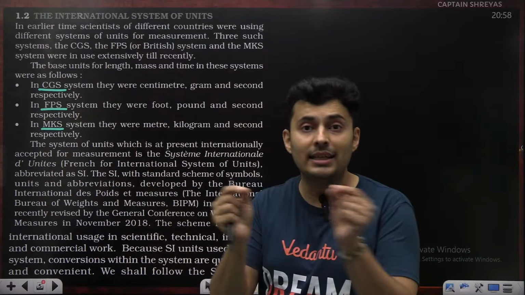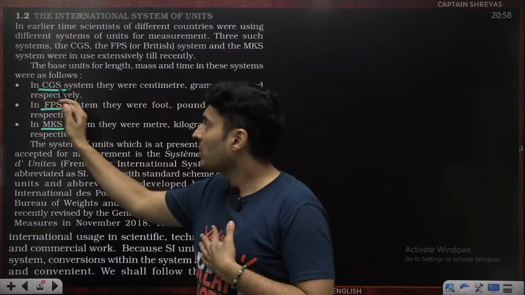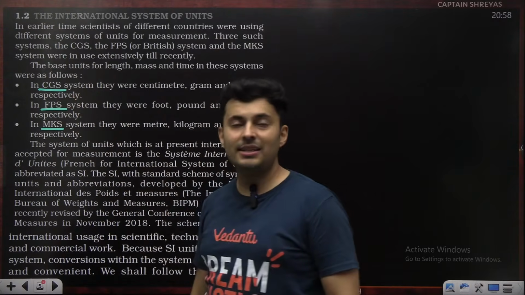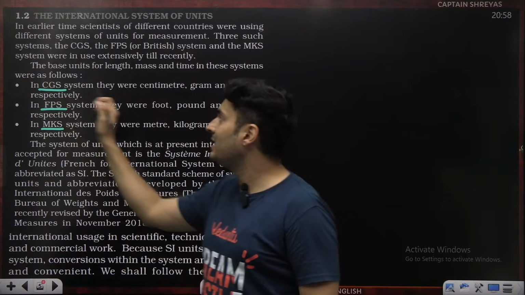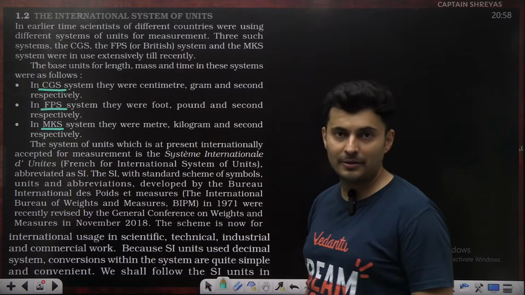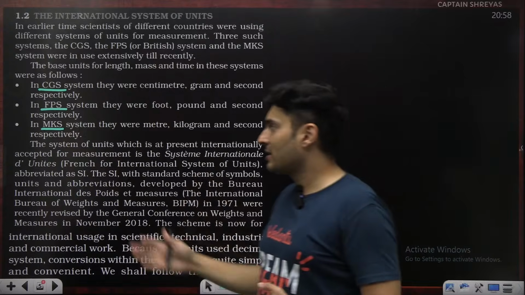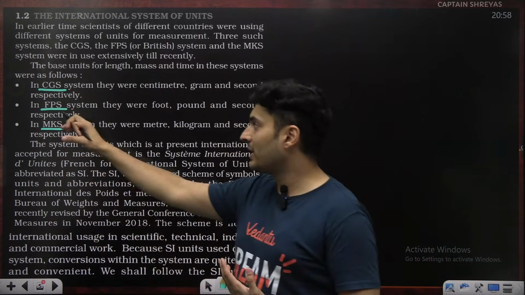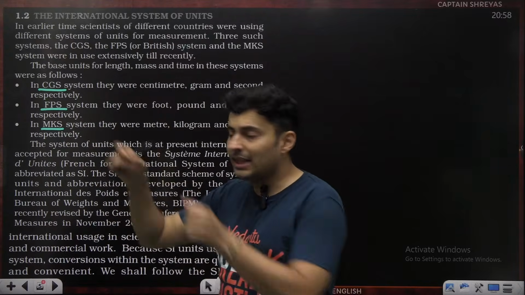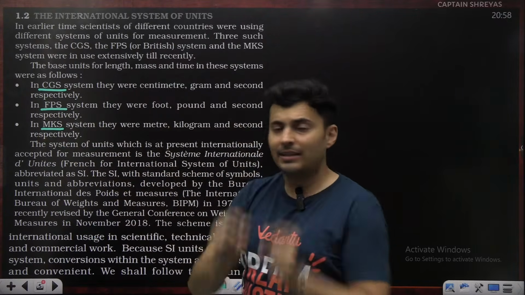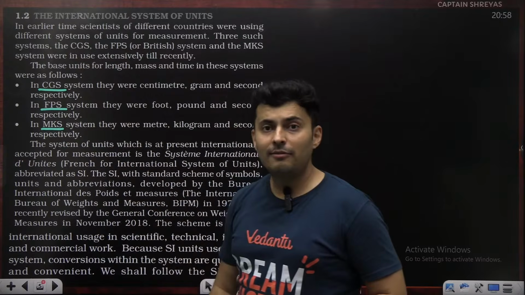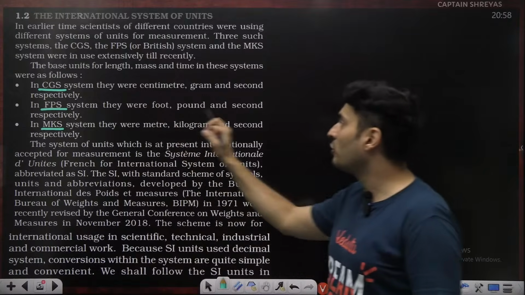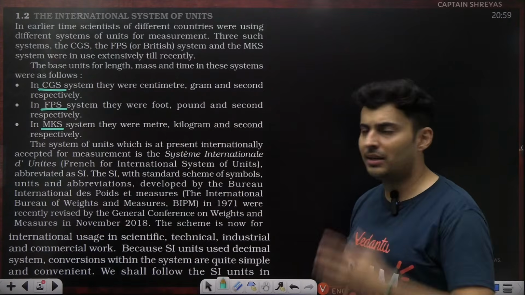CGS is where you measure length in centimeters, mass in grams, and time in seconds. That is why CGS: centimeter, gram, second. In certain parts, especially the UK, the British system, which is also called the FPS system, length of anything was measured in feet fundamentally. The weight was measured in pounds and the time was measured in seconds. So foot, pound, second system, the British system.